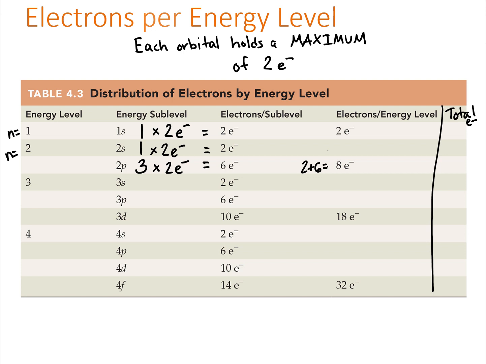But what if we had an element that had both the n equals 1 and the n equals 2 full of electrons? Then that means we've got a total of 10 electrons. We've got the 1s filled, the 2s filled, and the 2p filled. Now we're starting to sound like an electron configuration. But let's talk through one more.